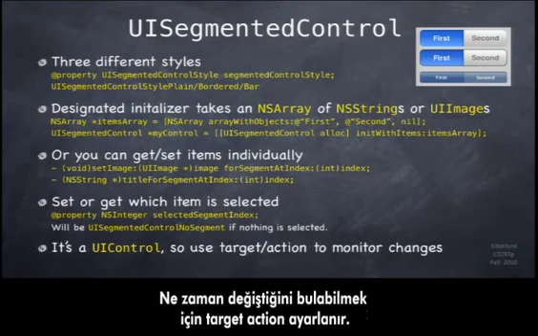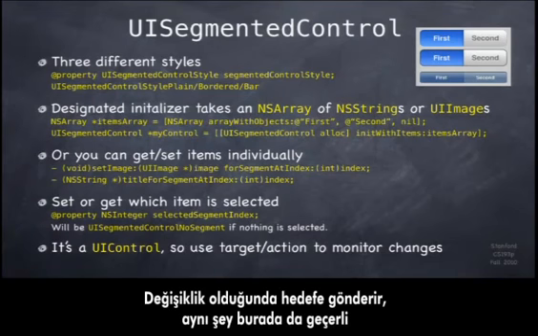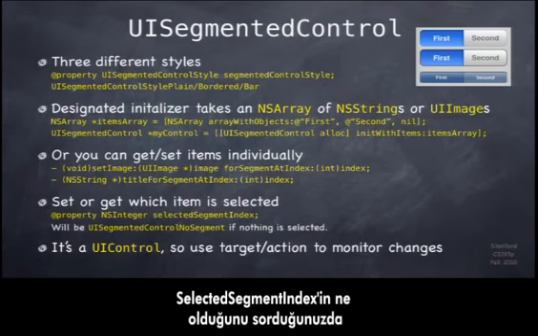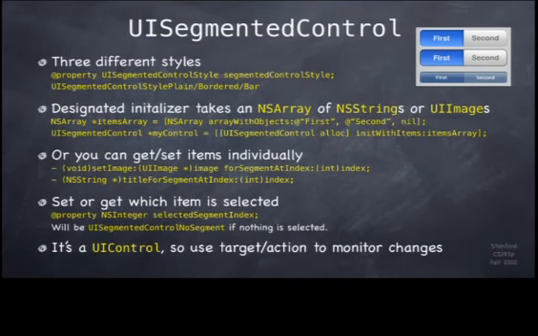And it's a control, so you set target action to find out when it changes. Just like a button sends its action message to the target when it changes, same thing here. Every time someone clicks on this thing, it's going to send target action. You ask back, what's the selected segment index? You can find out what they've selected and respond to it.